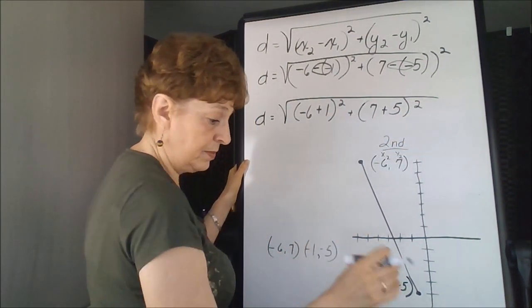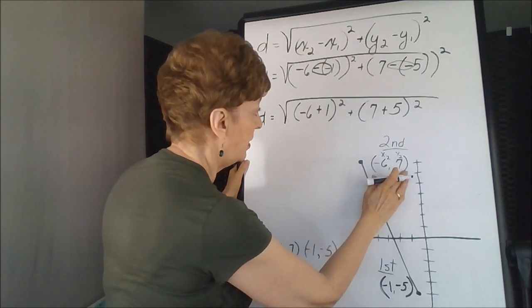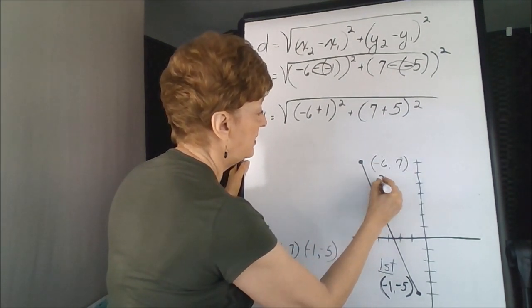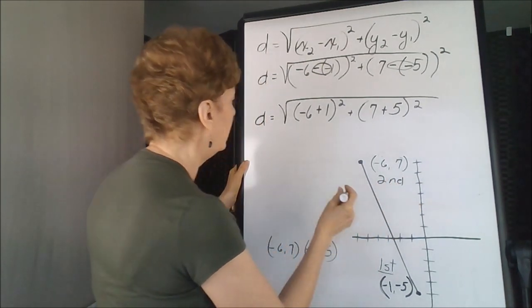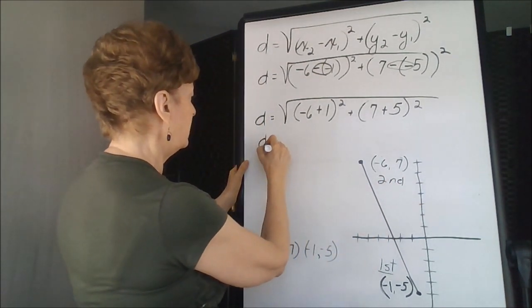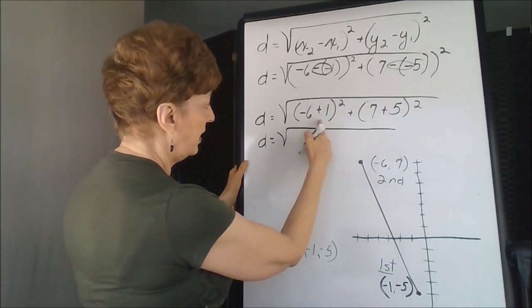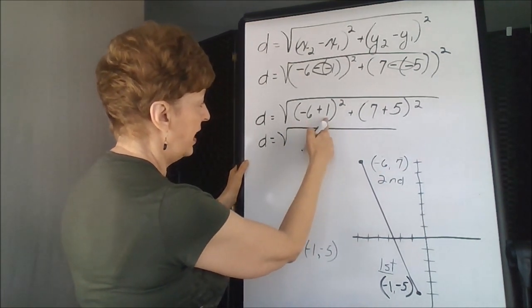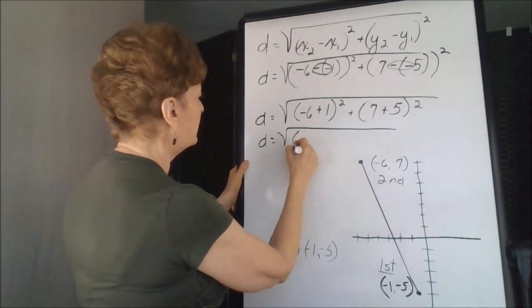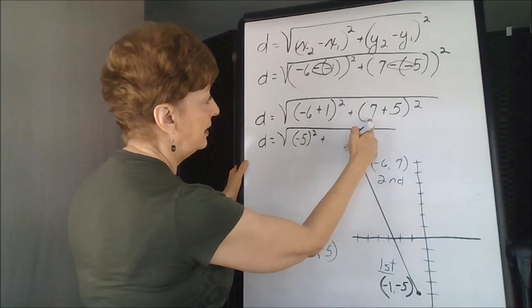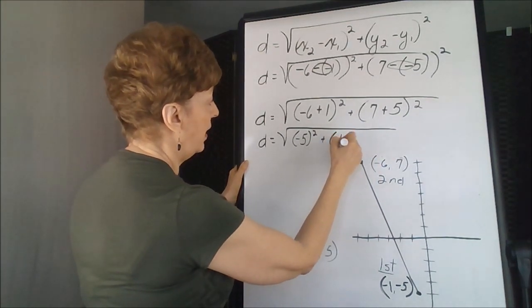Okay, now I'm going to run out of board space here, so let me just take this off and I'll put it down here. It's my second point. d equals the square root of. Here we've got a combination now of our positive and negative rules. This goes to a -5 squared plus, that's an easy one, that's 12.